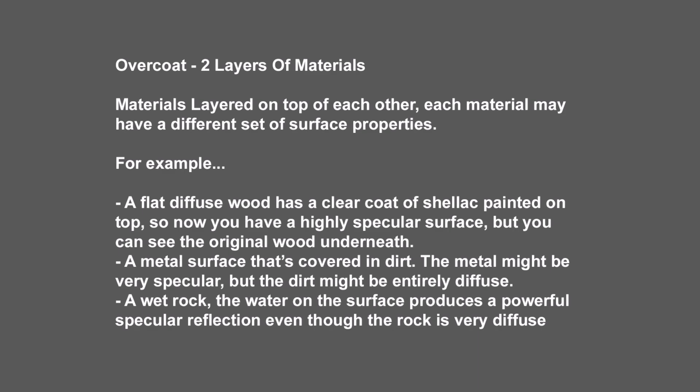So a couple of examples. A flat diffuse wood has a clear coat of shellac painted on top. So now you have a highly reflective surface in terms of specular reflection, but you can see the original wood underneath. Another example would be a metal surface that's covered in dirt. So the metal might be very, very specular, but the dirt might be entirely diffuse. And also a wet rock. So the water on the surface produces a powerful specular reflection, even though the rock is very diffuse.